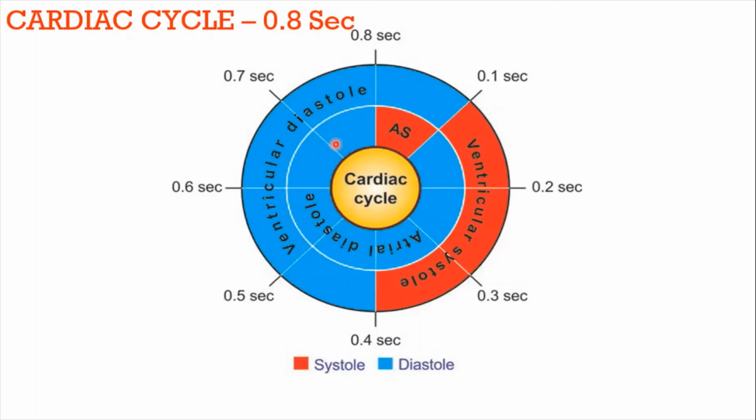Then what about the ventricles? Ventricles are represented in the outer circle. Ventricular systole lasts for about 0.3 seconds. This outer red colored region is representing the ventricular systole. It occurs for 0.3 seconds. So ventricles are in a relaxed state for 0.5 seconds. This outer blue colored region is representing the ventricular diastole. Combined cardiac diastole, that means both the atria and ventricles are in diastole stage, for 0.4 seconds.